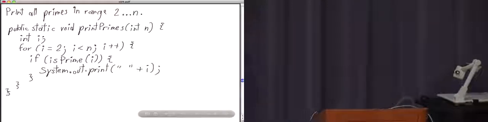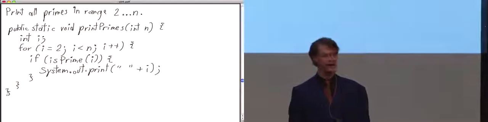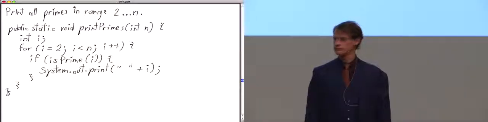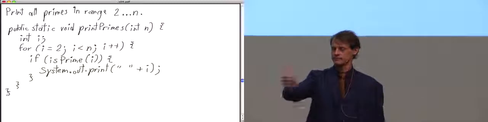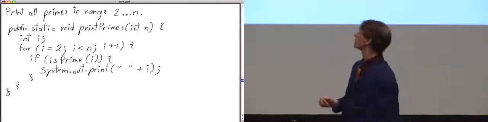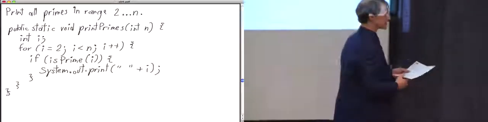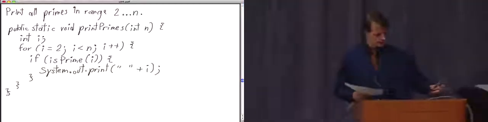All right, so I claim this code prints out all the numbers from 2 to n. Where's the error? Yes, sir. It should be less than or equal to n? Yes, correct. So the error is here.